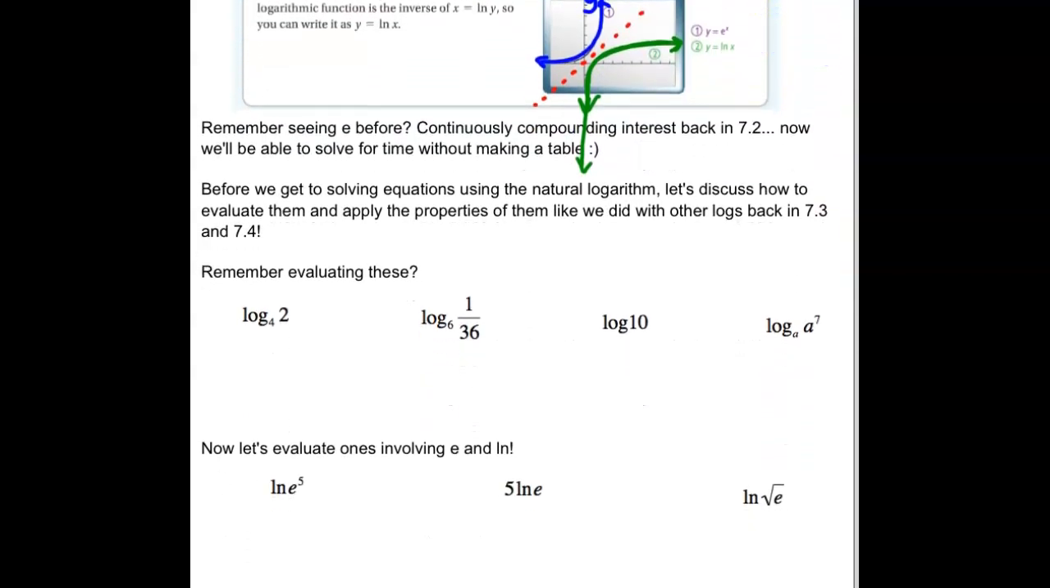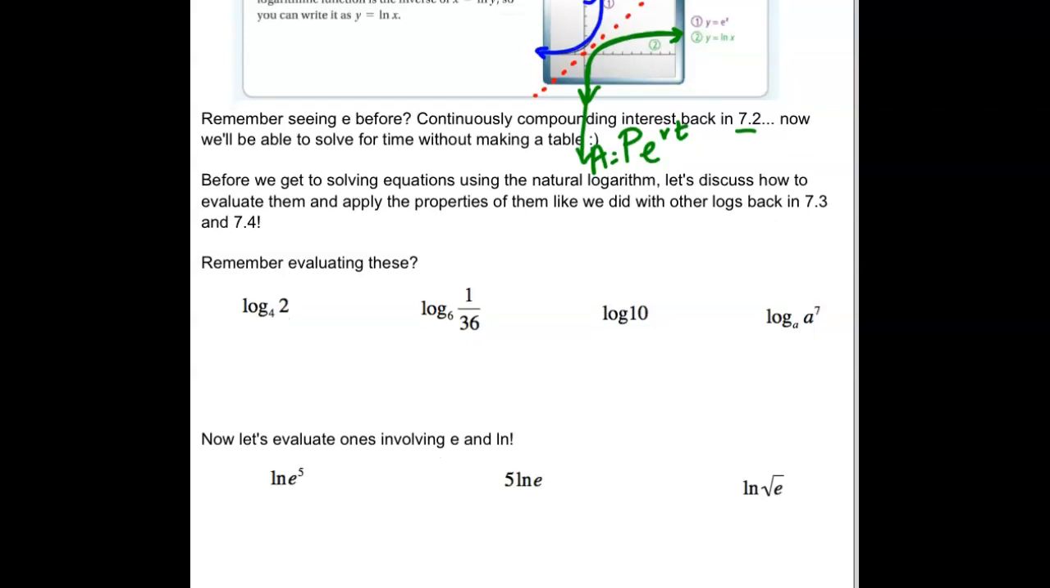So we have had some experience with e. Back in 7.2, we used it when we were doing that PERT formula, right? Compounding continuously. But in order to solve for our power, we had to make a table because we didn't know anything about logs. So in this section, we are going to look at algebraic ways of solving those equations. Before we get to solving equations using natural logs, let's discuss how to evaluate them and apply the properties, just like we did with other types of logs.